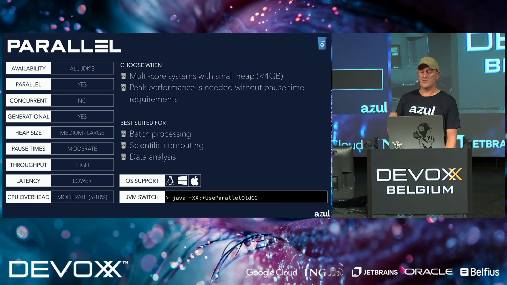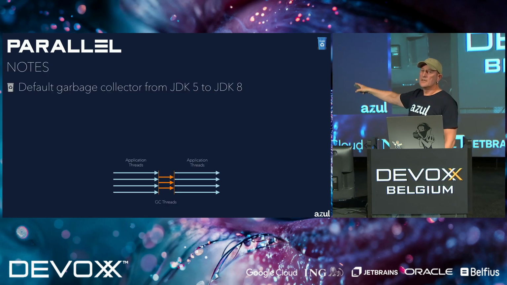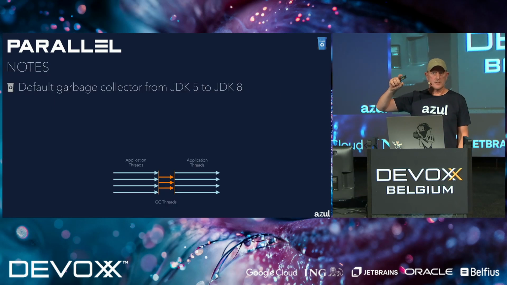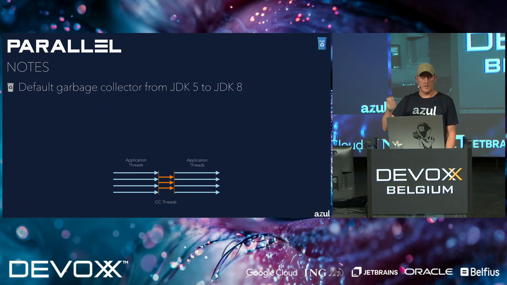And it is, like I said, parallel. As you can see, it has multiple threads for the garbage collection, where the serial one just had one. Okay? So it was default from 5 to 8. And then in 8, you could already choose G1, but you have to actively choose it manually.